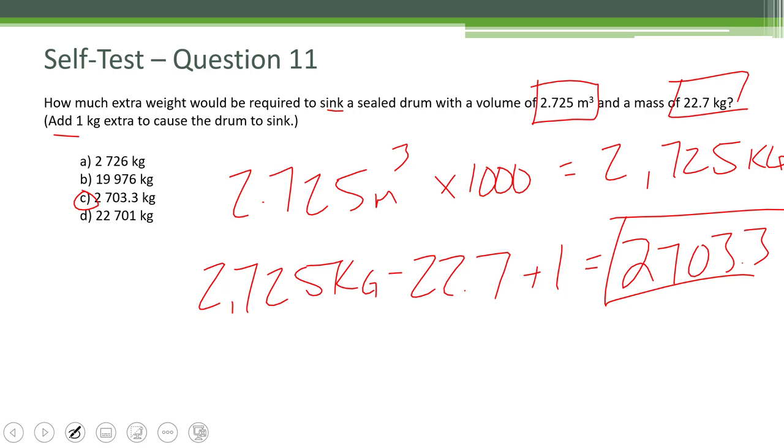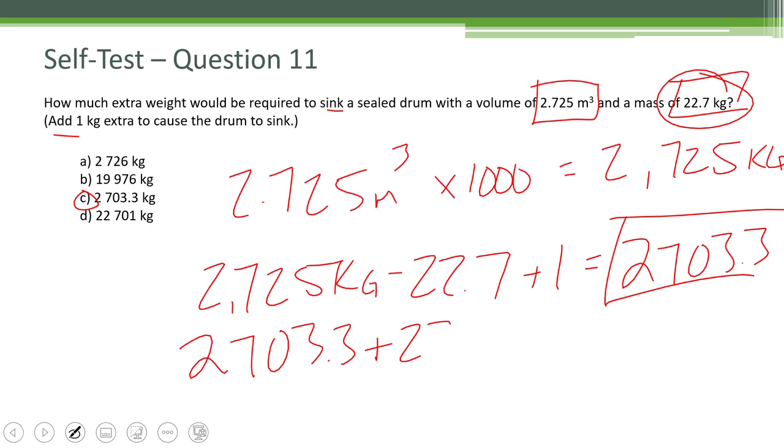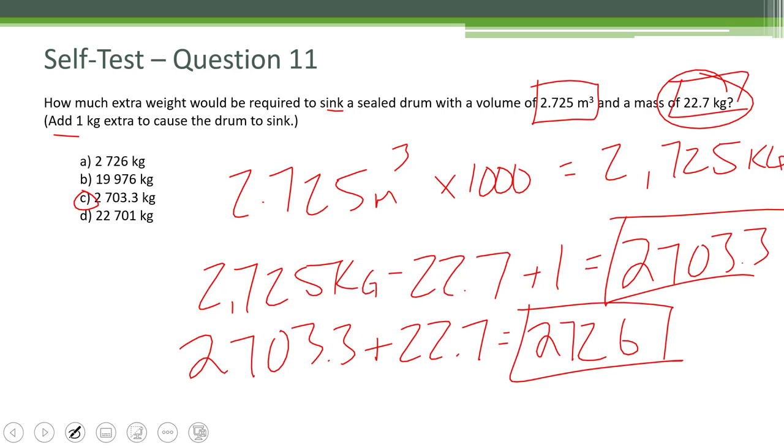And we can work it backwards. 2703.3 plus the 22.7 it weighs gives 2726. So this would be the total weight of the object now. Is this more than the buoyant force? Yeah, it's 1 greater, so that means it would sink.